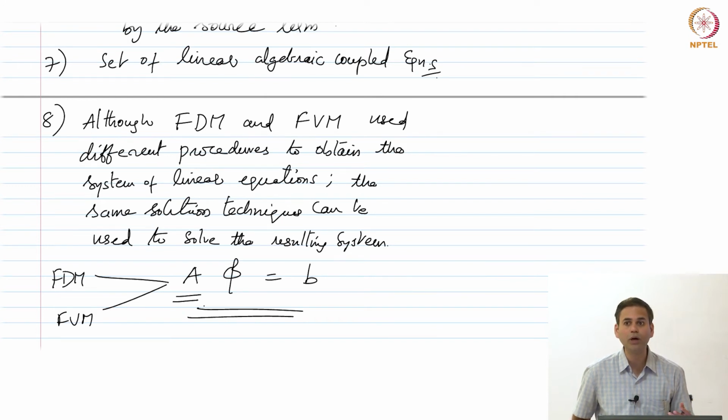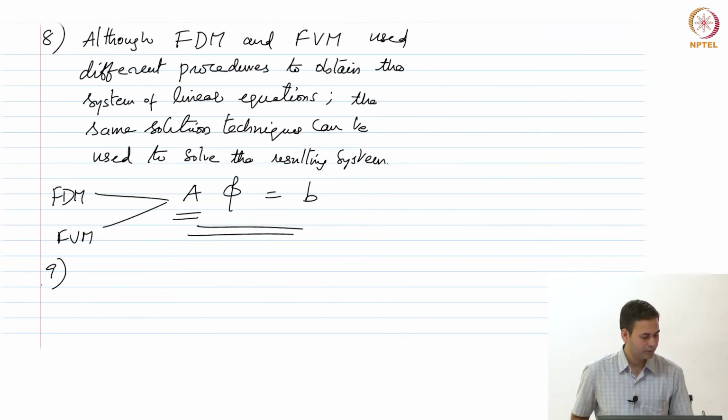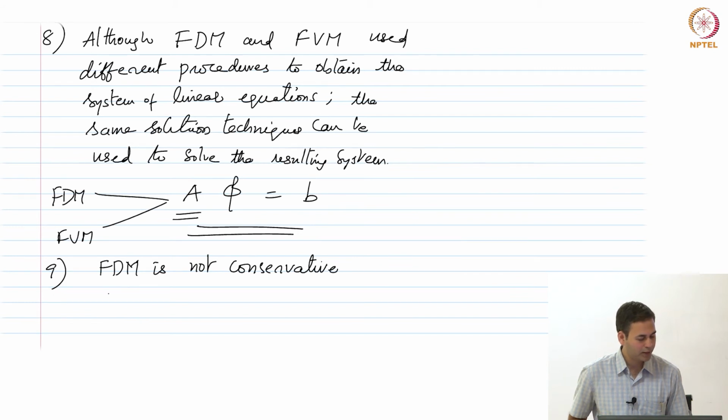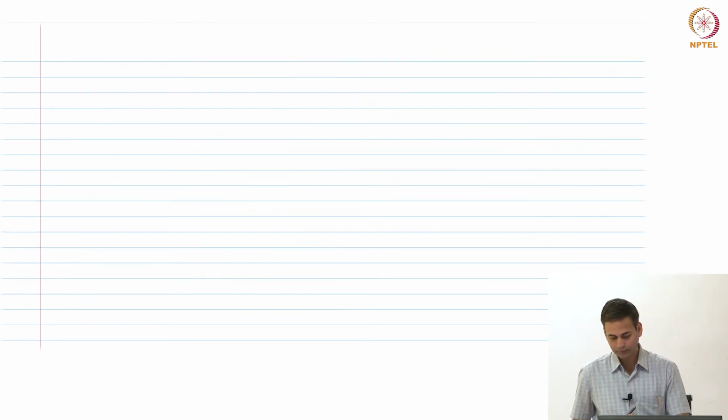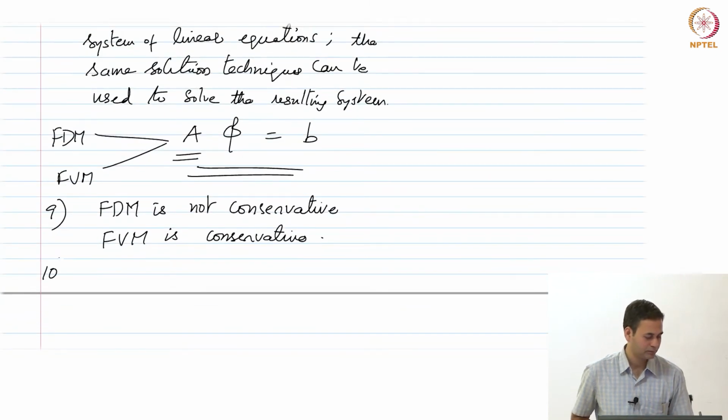So, that means if you write one solution technique, that can be used for both finite difference methods and finite volume methods. You do not need a separate technique as such to solve for this system. Few more comments. Essentially, the finite difference method is not conservative, whereas the finite volume method is conservative. Fine, good. So, one more thing is corresponding to the accuracy.